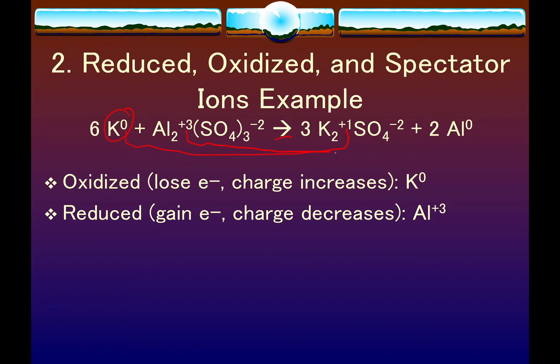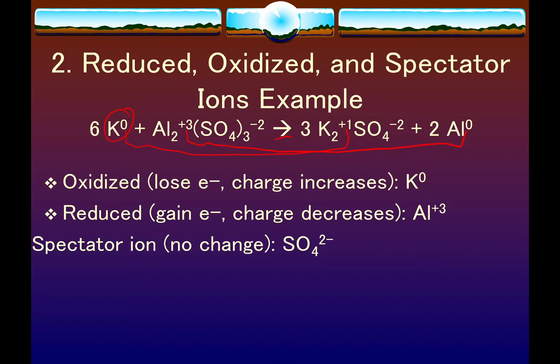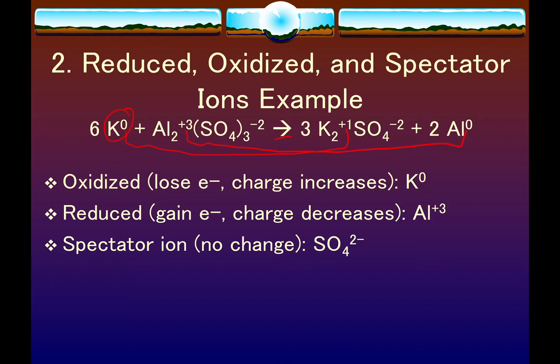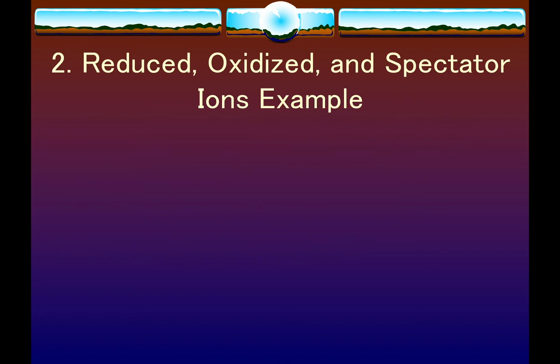Al3+ goes to an Al0. We're getting more negative, therefore we have to gain electrons and be reduced. The spectator ion, sulfate, doesn't change charge from reactant to product, and therefore is our spectator ion.